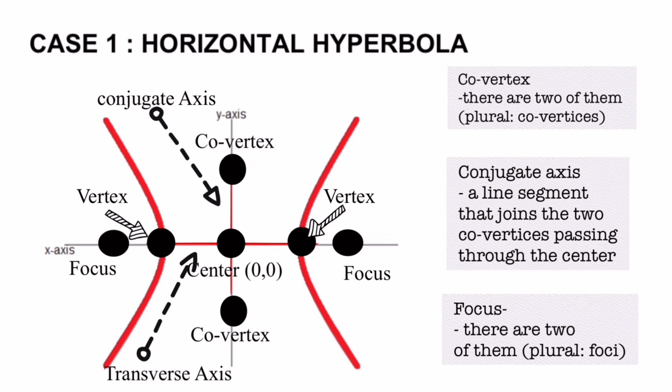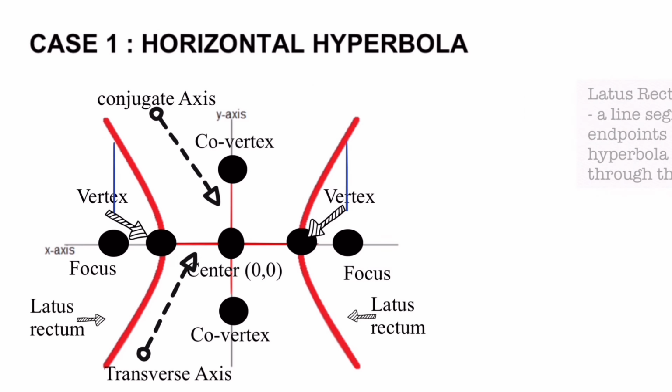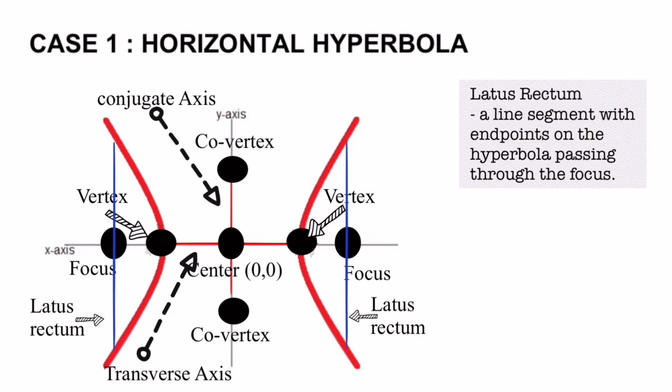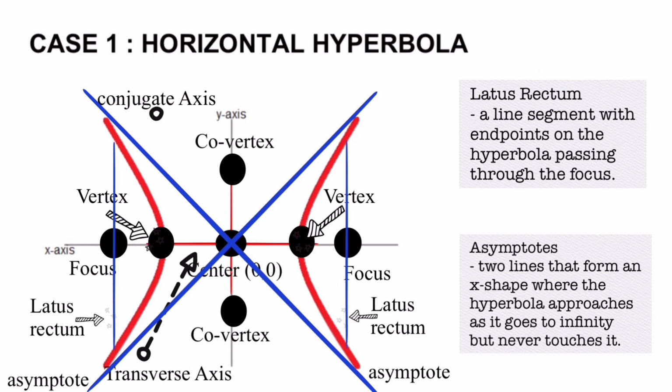Please remember that the focus is located to the side where the branch of the hyperbola opens. Another part is the latus rectum. This is the line segment with endpoints on the hyperbola and it passes through the focus. And there are two of them for each side. The next part are the asymptotes. These are the two lines that form an X shape where the hyperbola approaches but never touches. We call them again as asymptotes.